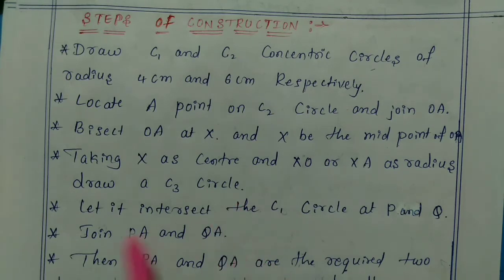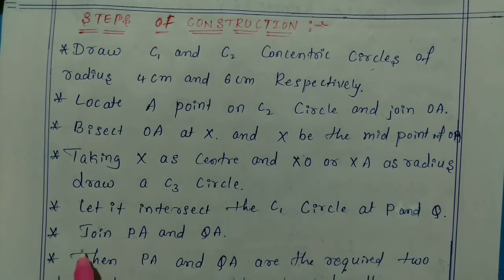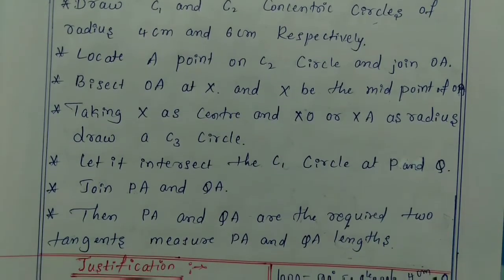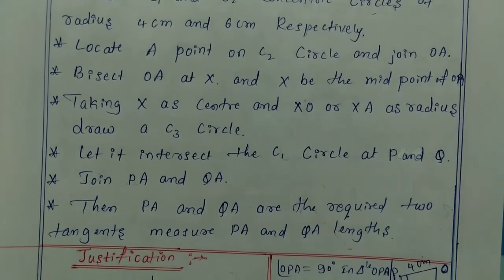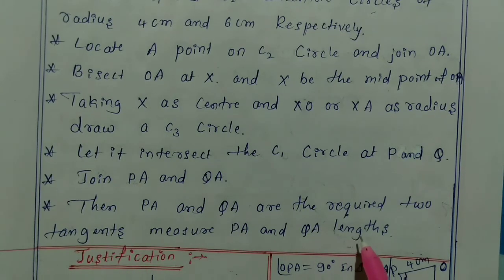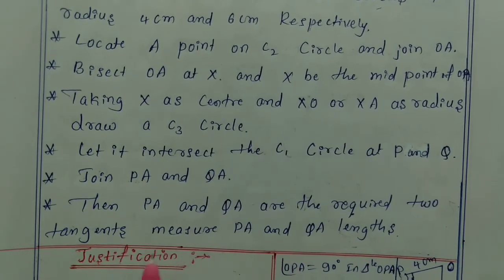Next, let it intersect the circle C1 at points P and Q. After that, you can join PA and QA. So here PA and QA are the required two tangents. After that, you can measure the two tangent lengths PA and QA. So you will get 4.4 centimeter here, right? Next I will go to the justification.